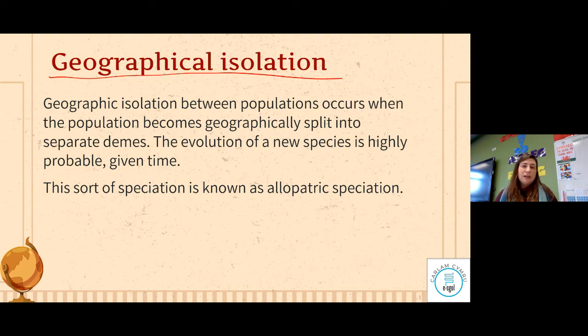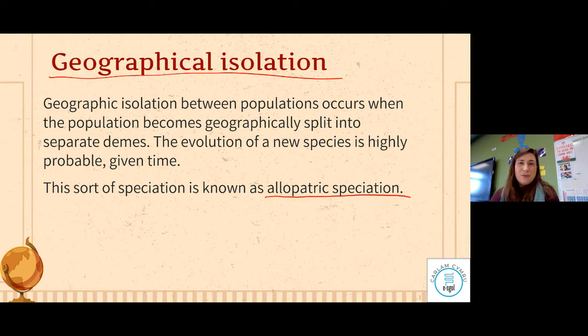This is the example that I've given of the tortoises. Not a perfect example because you need more information, but you get the idea that the ecological niche was slightly different. The food was higher off the ground, and therefore the high domed shape of the shell was selected for. So the evolution of a new species is highly probable given time. This sort of speciation is known as allopatric speciation.